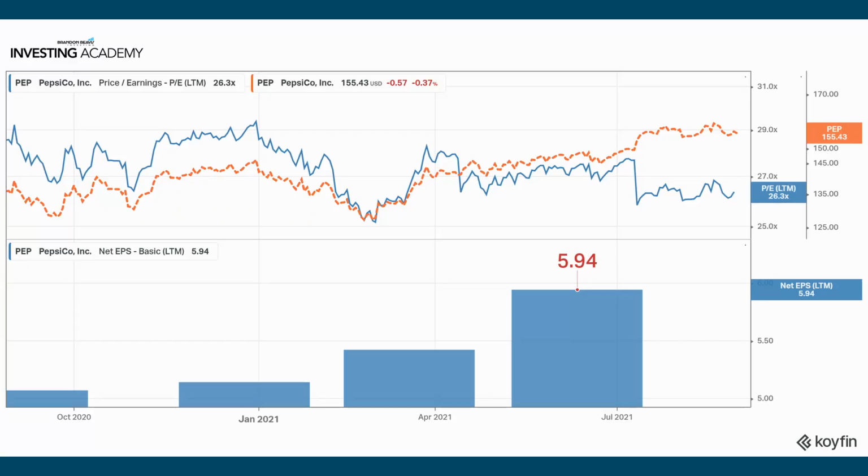Going back to the actual formula itself, using Pepsi as the example, we can see that they're currently trading at a share price of $155.43. Their last reported earnings per share is $5.94 per share. So if you simply take the 155 and divide it by the 5.94, you're going to come up with 26.2 as the current price to earnings ratio. So when you're looking at how to do the calculation, it seems really simple. You take your share price, you divide it by the EPS, and you have your PE. It's really not quite as straightforward as that.